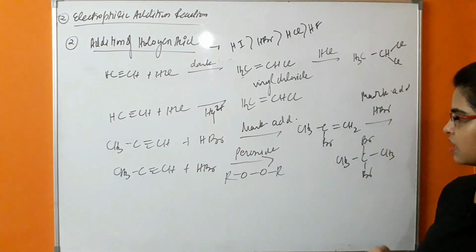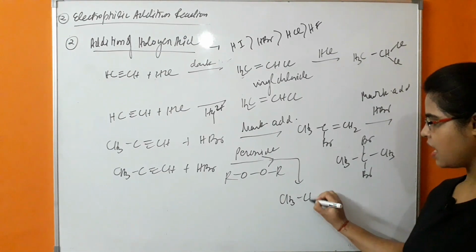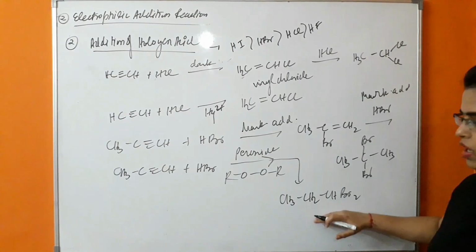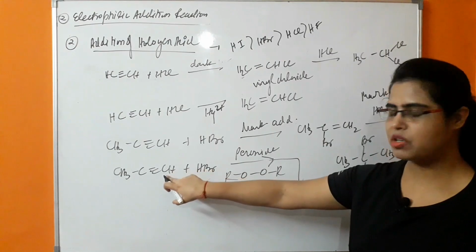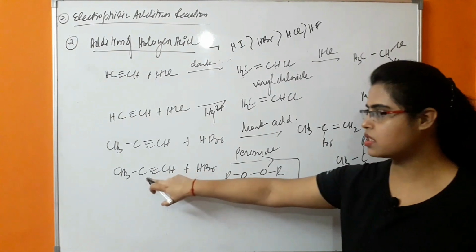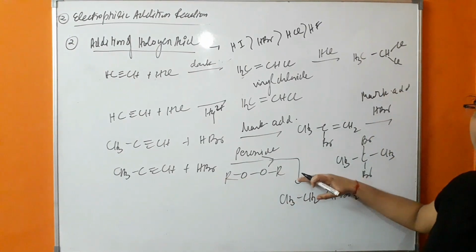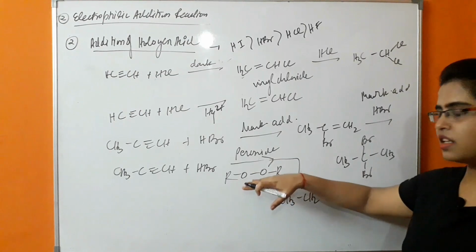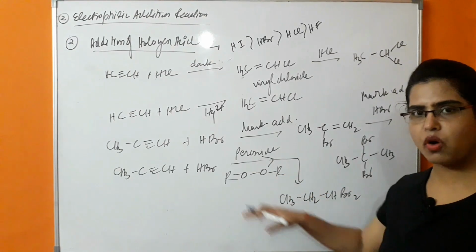So what will happen in this case? There will be formation of CH3 CH2 CHBr2. Here, Br minus attacks the carbon which has more hydrogen instead of the carbon which has less hydrogen, because this reaction takes place by the free radical mechanism, and the free radicals are initiated by the peroxide molecule.